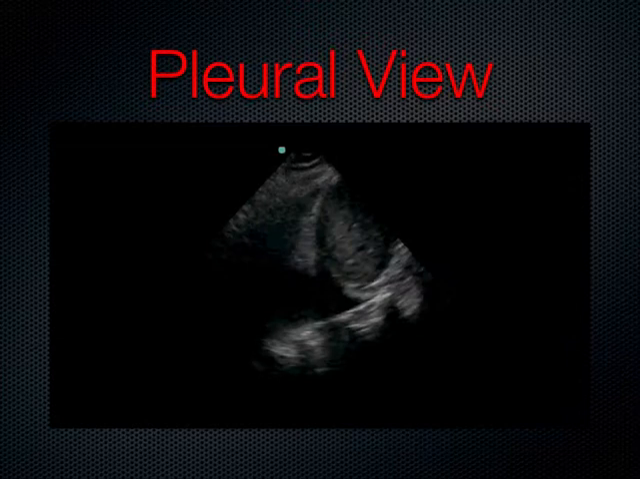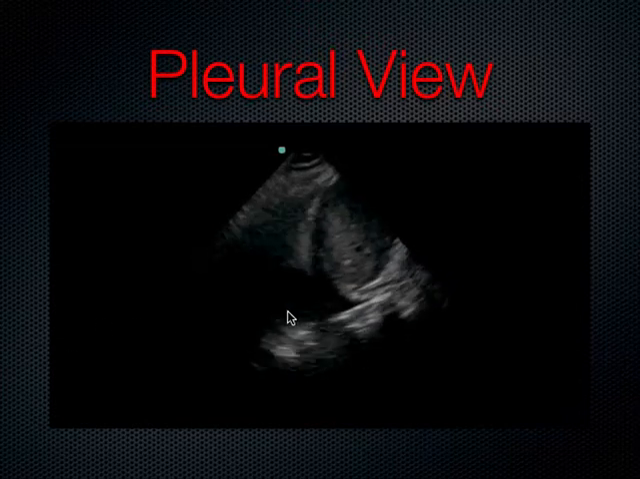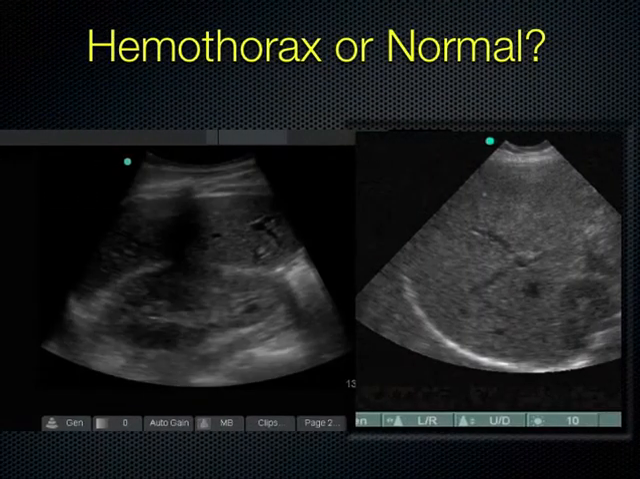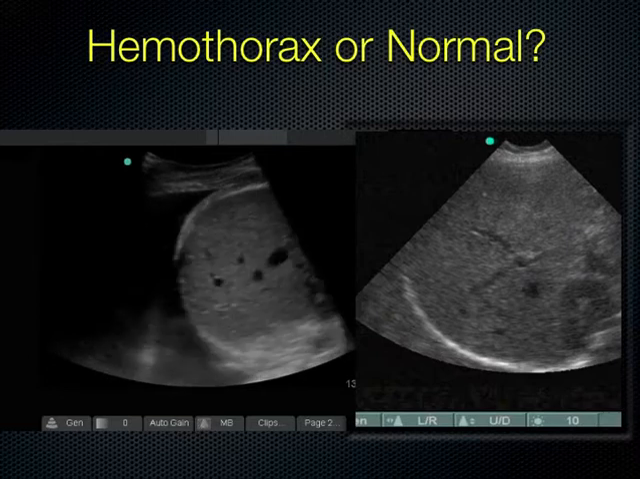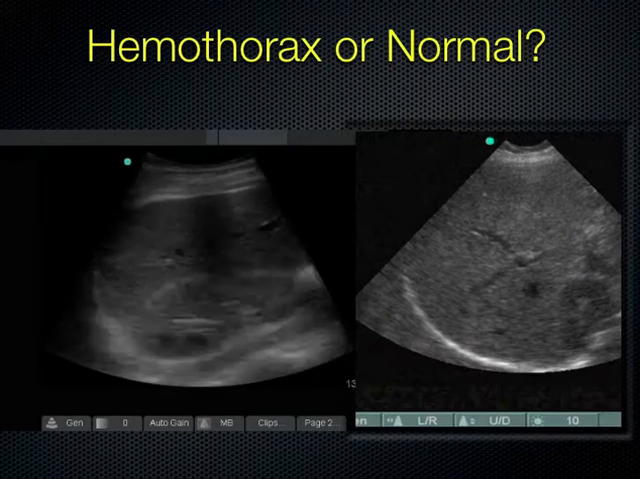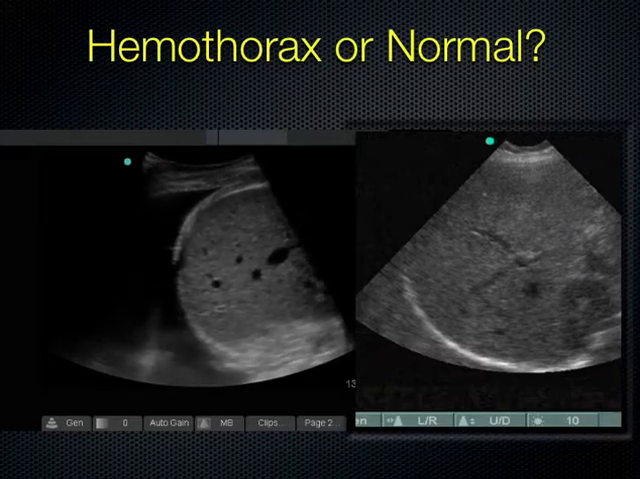So we've got the indicator towards the patient's head, and we can make out this fluid that's here up in the chest surrounding the lung. This is a trauma patient. In fact, these are both trauma patients. They're both hit by cars. One of them has a hemothorax and one doesn't. By hemothorax, I mean blood in the chest.